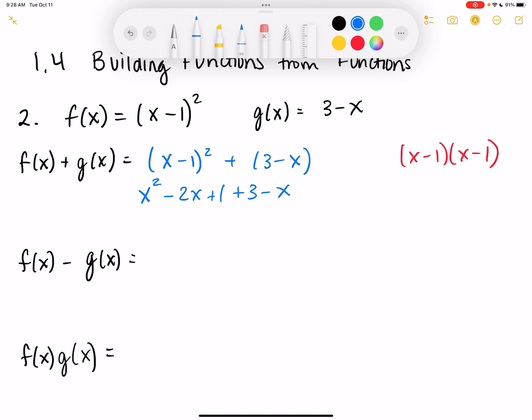Okay, so then combine like terms. So we have x squared minus 3x plus 4. So that's your first one.